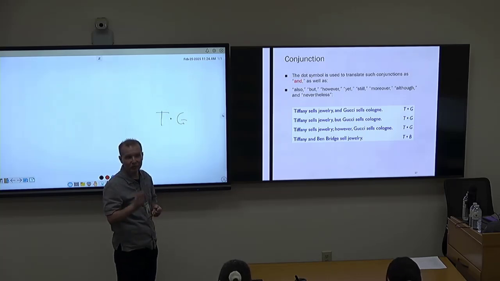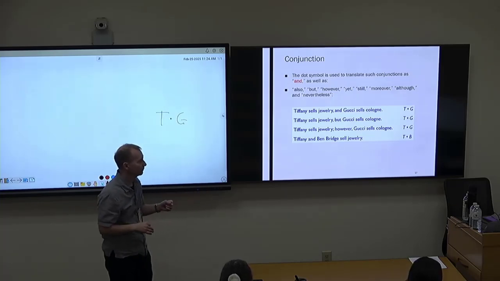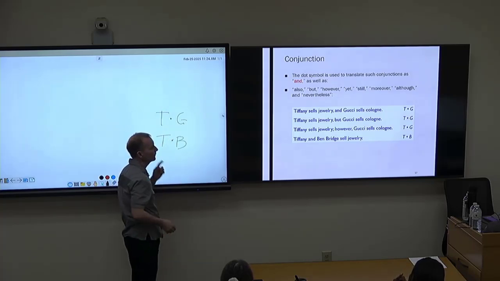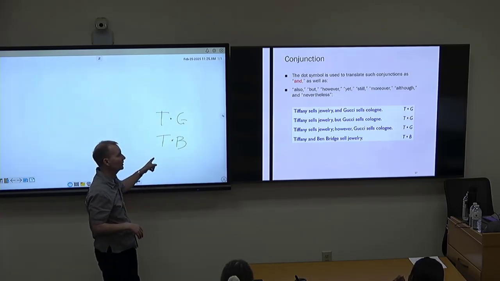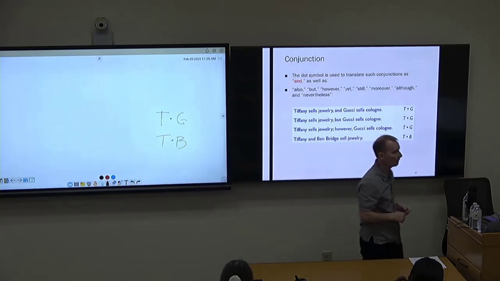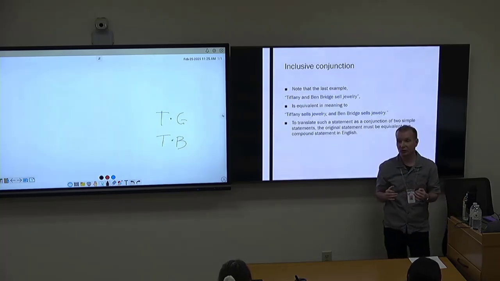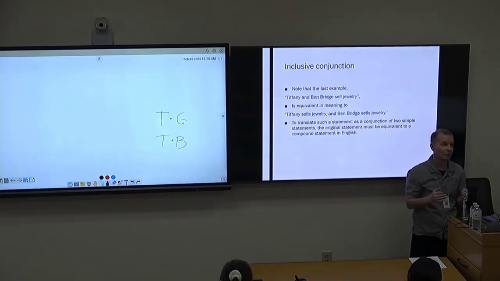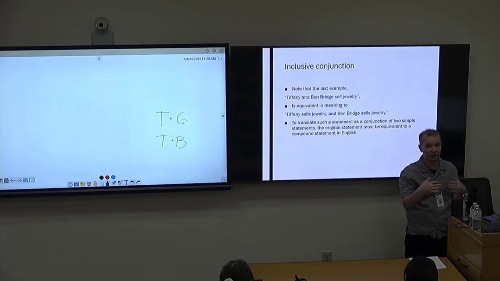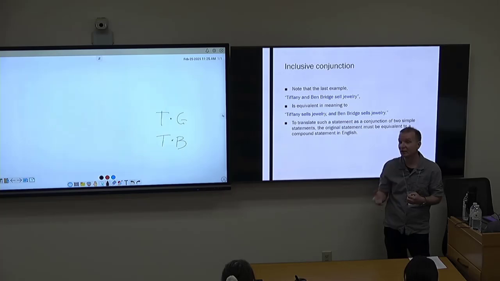In some cases, but not always, you can also have the shortcut. Tiffany and Banbridge sells jewelry. Now that would be T dot B because you have two equivalent statements here. Tiffany sells jewelry and Banbridge sells jewelry. This is what we call inclusive conjunction. Inclusive conjunction means that it is equivalent to these two statements. But it's not always the case. In language, some conjunctions are exclusive.